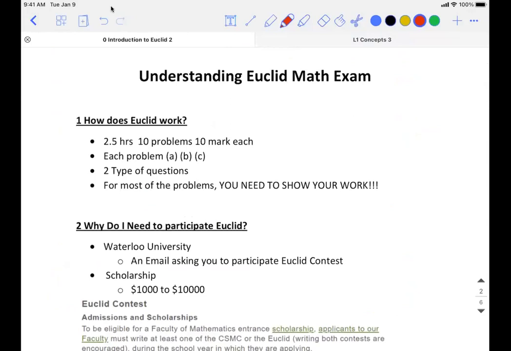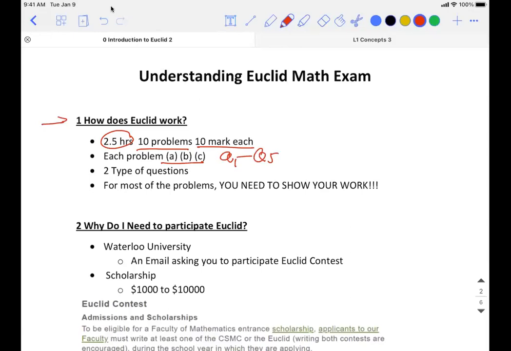So the first question is, how does the Euclid math competition work? Generally speaking, the Euclid math competition contains 10 problems, and each problem is worth 10 marks. And the total time you're going to have to finish the math exam is 2.5 hours. For each problem, generally speaking, it should have A and B 2 parts or A, B, C 3 parts. So sometimes, especially for the early problems, let's say question number 1 all the way to question number 5, question A, B, C parts might not be really relevant.